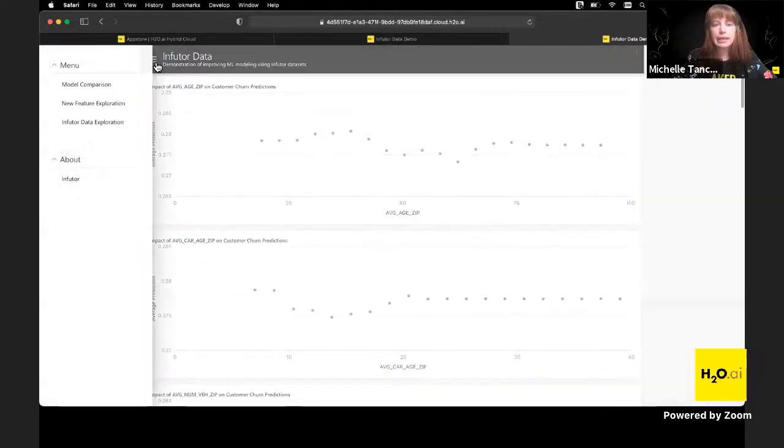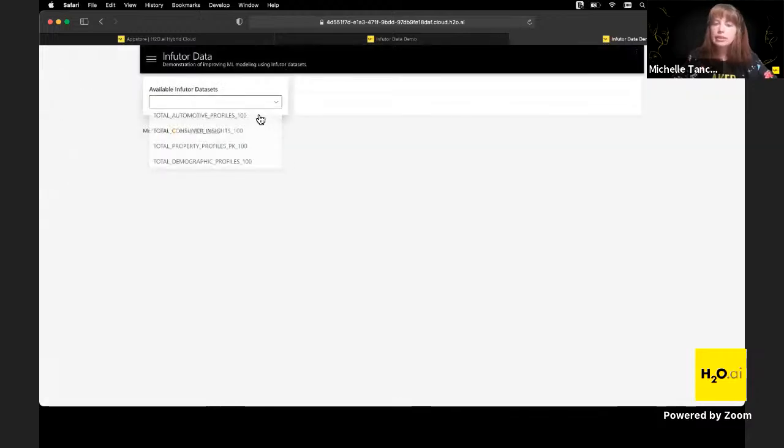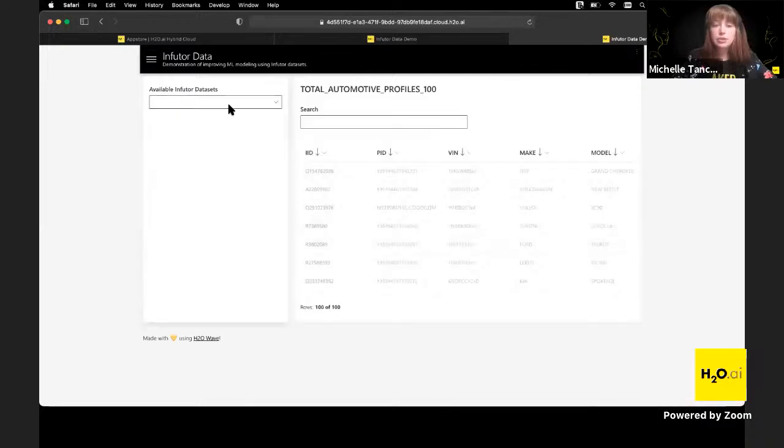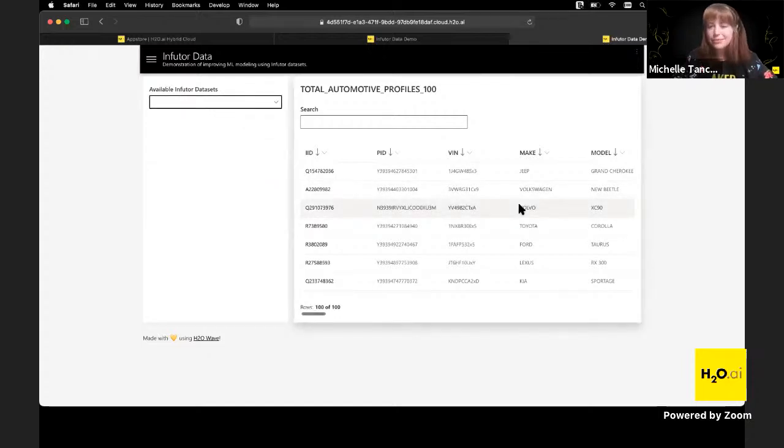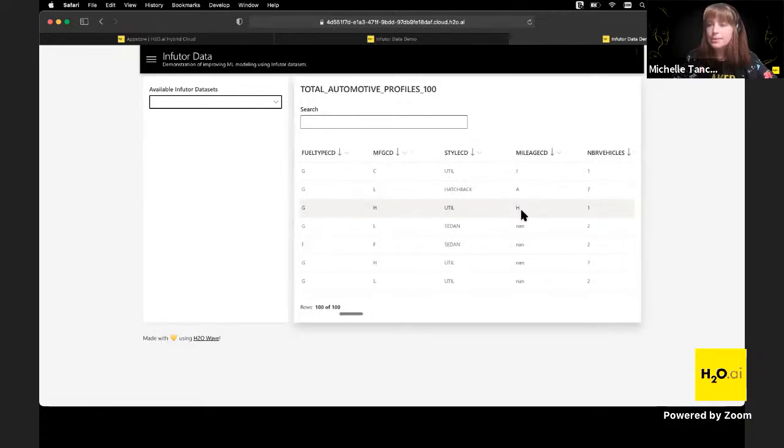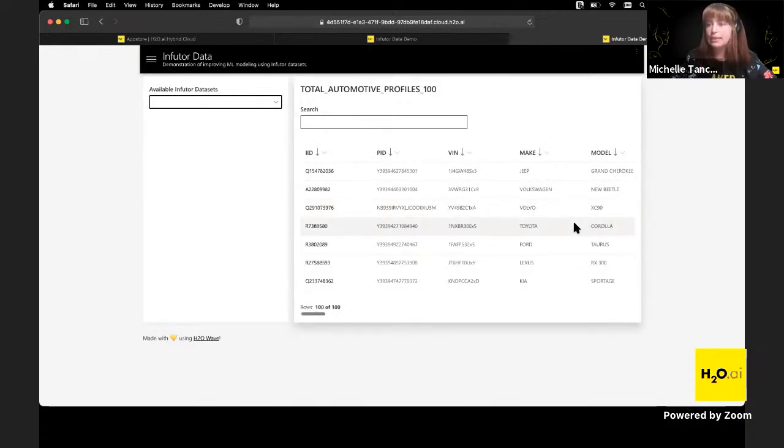We can also, in this application, go to the Infutor data exploration, and you can look at the 4 data sets from Infutor that we used in this model. There's information about automotive profiles, customer insights, property profiles, and demographic information. There's no private information here, so those will be null columns, but it can give you an idea of what type of data comes with Infutor and how you could join this to your own models to improve your accuracy.